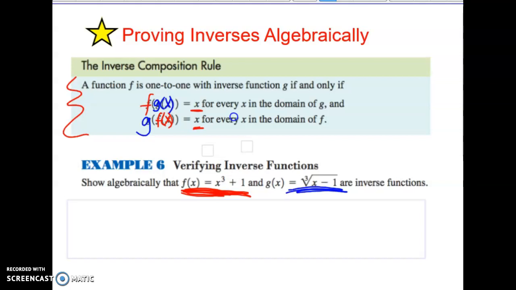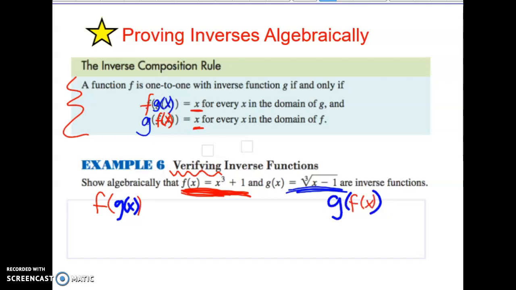Now let's think about it for a second. How do you undo a cubed? You cubed root, great. How do you undo plus? Minus. So I'm guessing that they're probably going to be inverses. And since the question said verify, the answer is they are inverses. We just have to actually prove it. So what am I going to do? I'm going to take my f function and plug g into it. And then over here, I'm going to take my g function and plug my f into it.